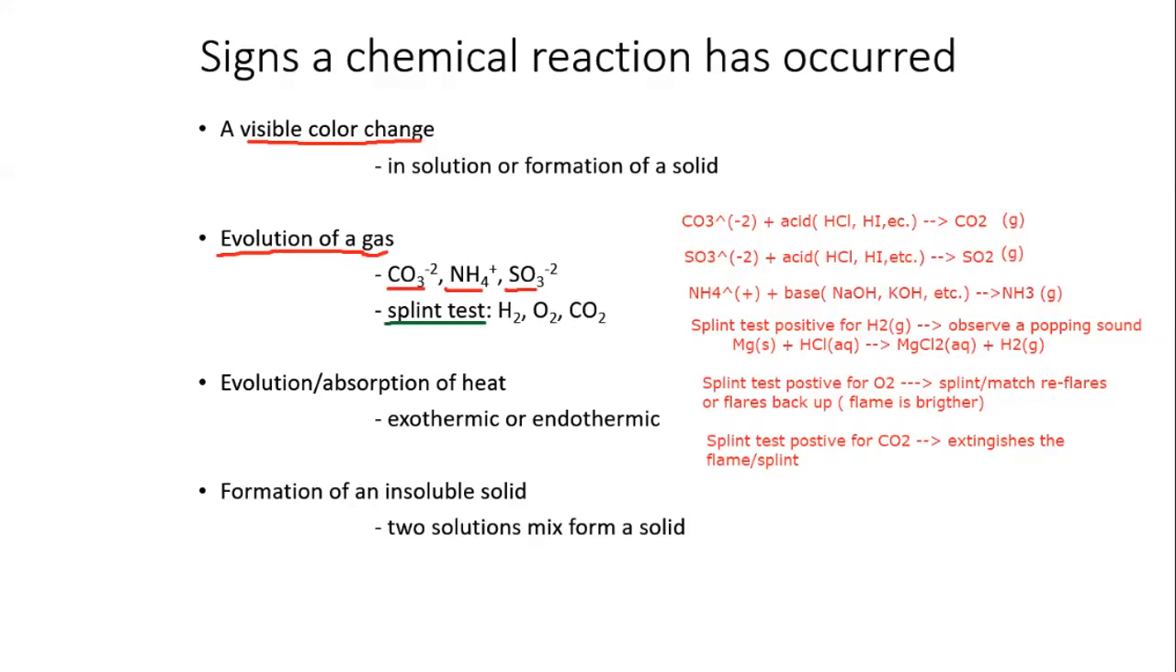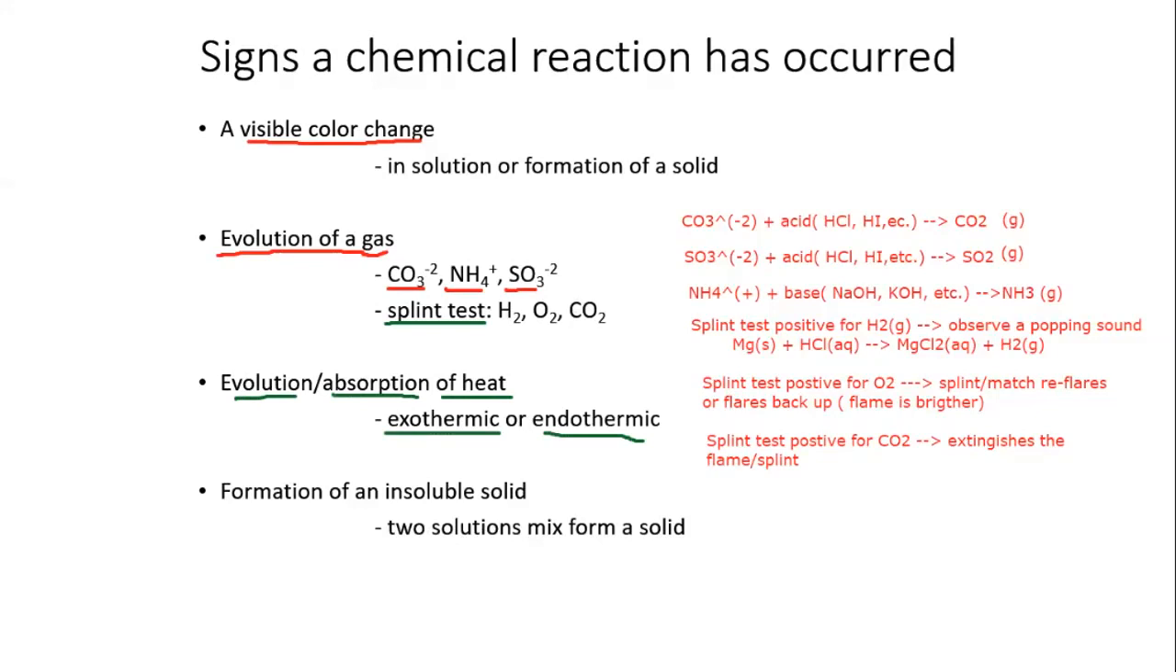So you can have evolution of a gas. Another sign a chemical reaction has occurred is the evolution or absorption of heat. We refer to these as exothermic or endothermic reactions. Exothermic means it evolves or releases heat. Endothermic means it absorbs heat.